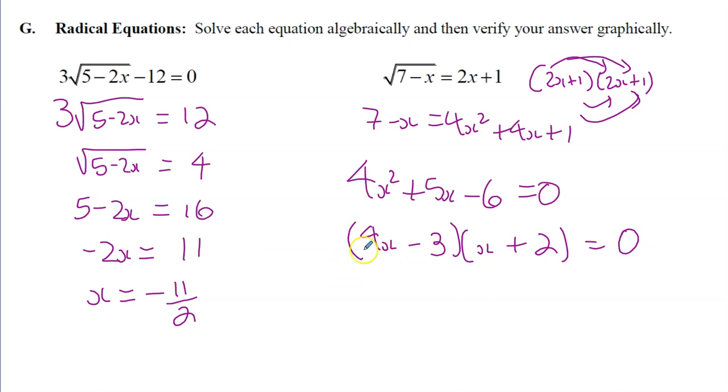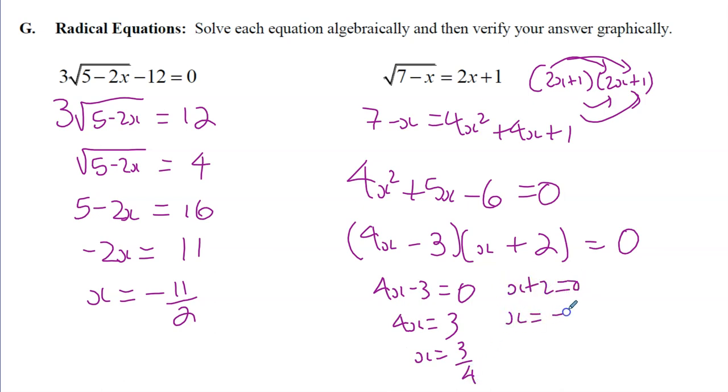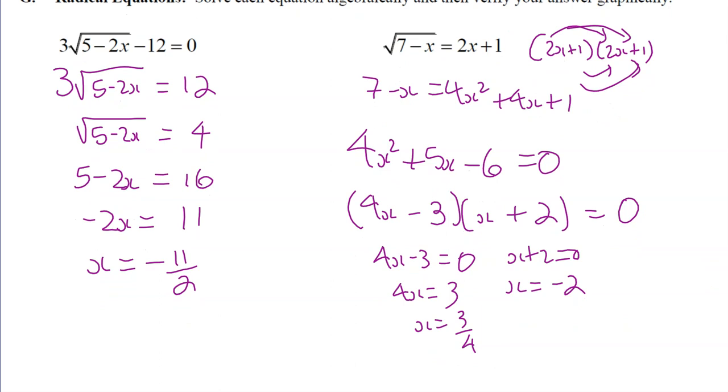Nobody cares how you factor, right? Just check it, right? 4x squared plus 8x minus 3x is plus 5x minus 6. It works out. So it means that 4x minus 3 is equal to 0. 4x is 3, x is 3/4, or x plus 2 is equal to 0, and x is equal to negative 2. Verify your answer graphically. I'm not going to do that, but if you want to go ahead and graph them, then you'll see that they should work.